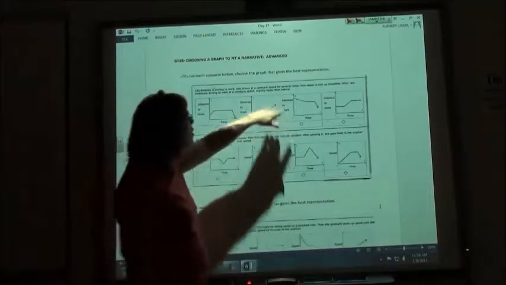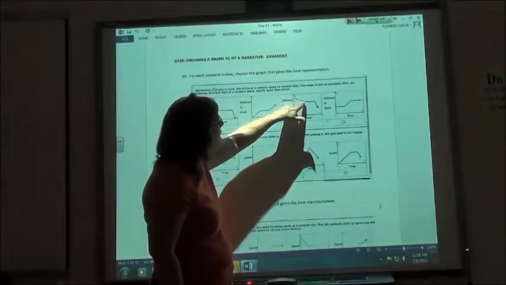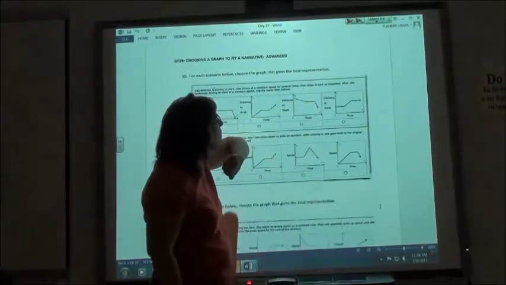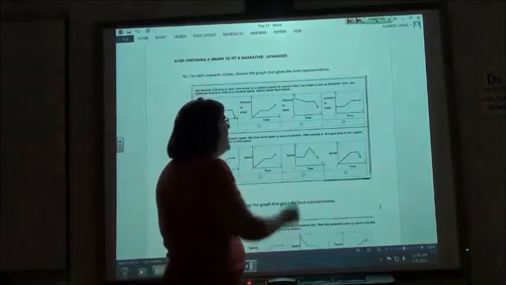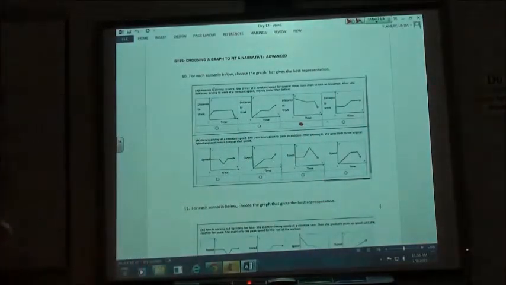So looking at the graph, this is the best one. My distance to work is decreasing. I stopped, so it stayed the same. Then I sped up and continued on to work slightly faster. And so that one would be my best option for my distance to work.